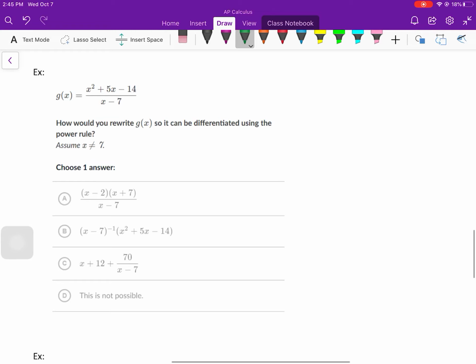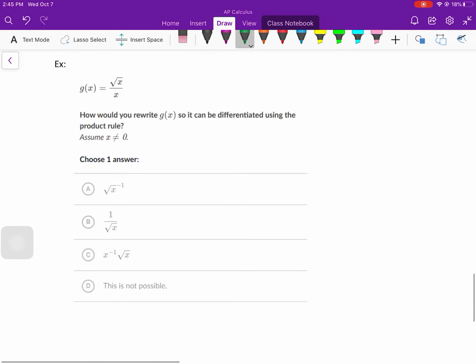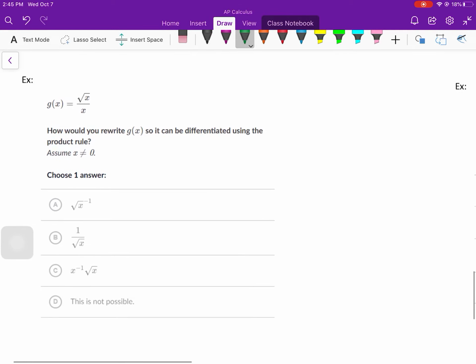This one, how would we do this? I'll give you a list of steps after this video. I just want to show two examples in the video. How would we rewrite this one for the product rule? So once again, this one's asking for the product rule. So we would just bring that x up to the top as x to the negative 1. So it would be c, x to the negative 1 times square root of x.